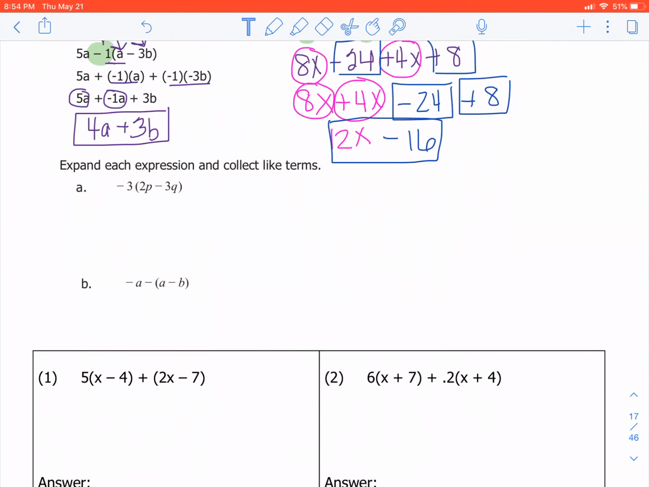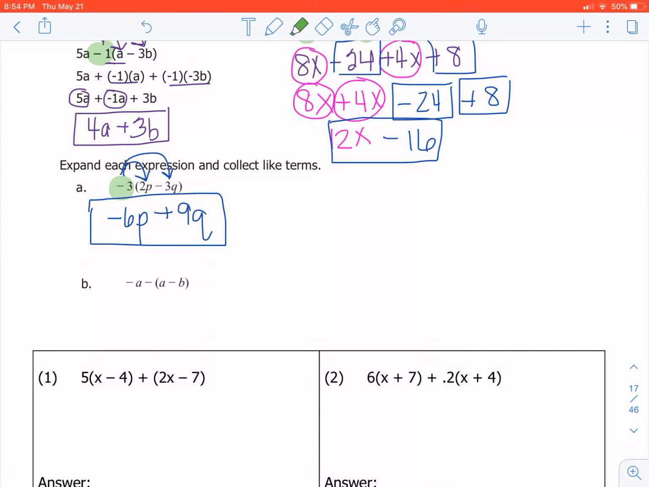All right, so the last two examples that I'm going to show you, I'm just going to take that number on the outside. I'm going to distribute. So -3 times 2p is -6p. -3 times -3q, that's going to be a positive 9q. Now, these are both unlike terms. One's a p, one's a q. So that's as far as I can go. That's actually my answer.